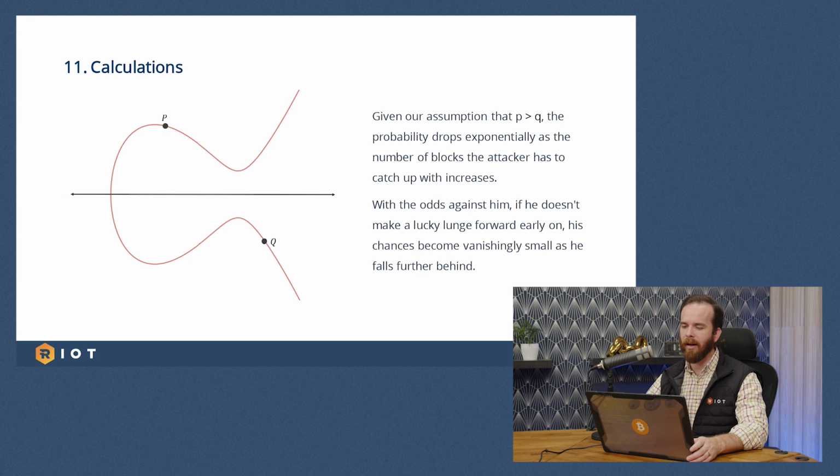So, given our assumption that P is greater than Q, meaning that the honest hash rate is greater than the dishonest hash rate, the probability drops exponentially as the number of blocks the attacker has to catch up with increases. So, meaning that as long as there's more honest hash rate than dishonest hash rate, it gets harder and harder to be dishonest. With the odds against him, if he doesn't make a lucky lunge forward early on, his chances become vanishingly small as he falls further behind.